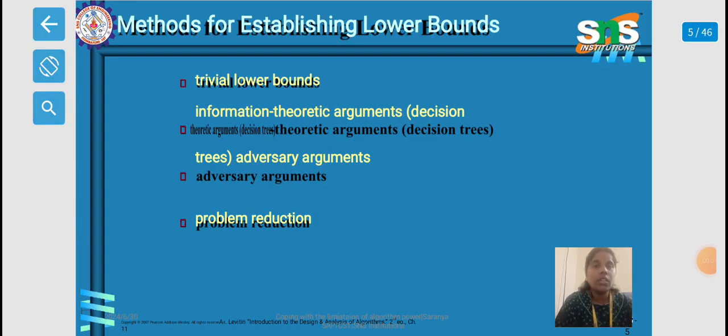Next, we continue the methods of establishing lower bounds with information-theoretic arguments. That means a decision tree. The information-theoretic argument is based on the number of inputs or outputs to process. An information-theoretic lower bound is based on the amount of information an algorithm needs to produce to achieve its solution.